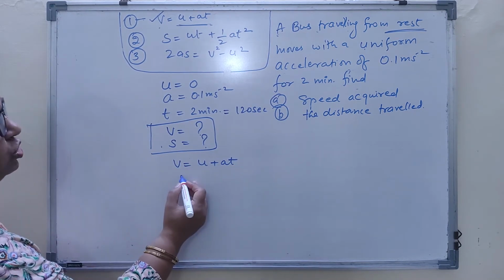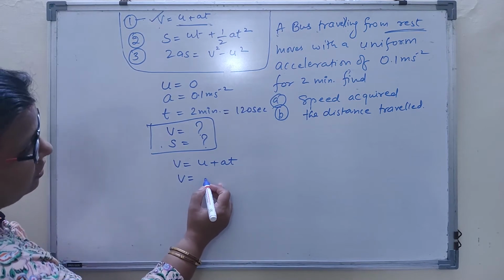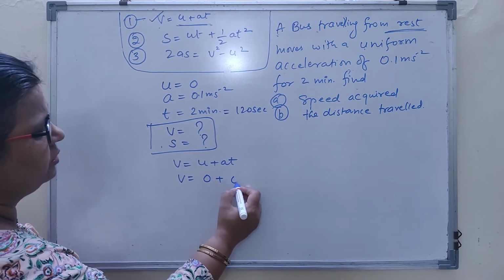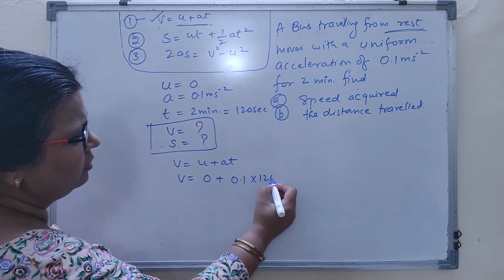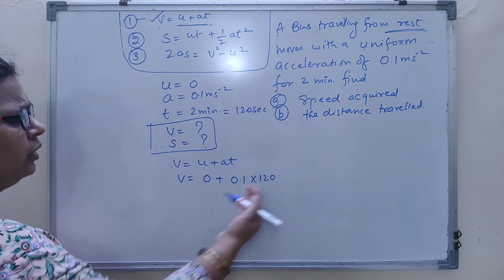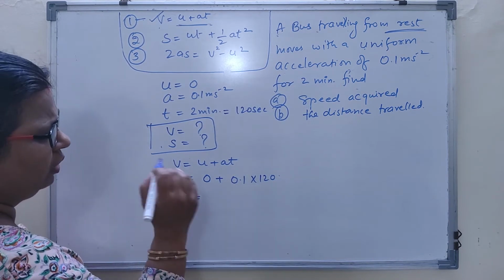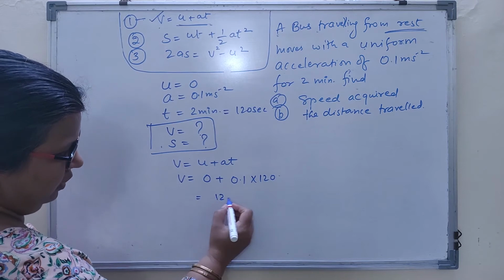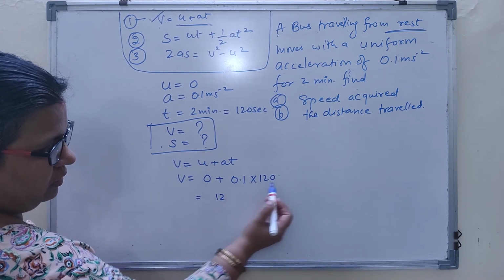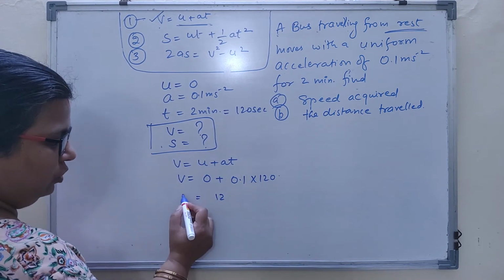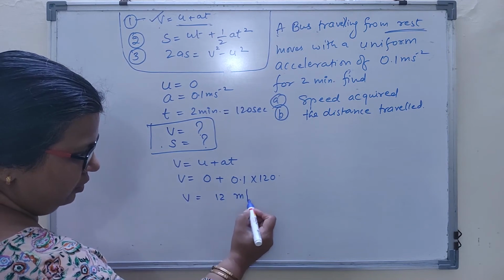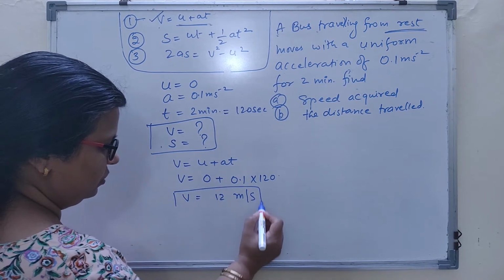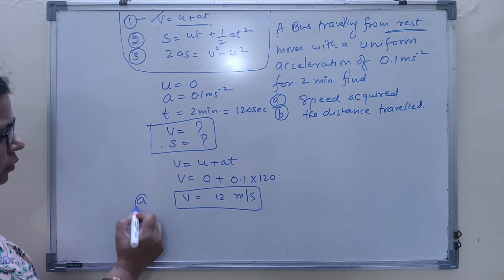After that, substitute the values. u is how much? 0, a is 0.1 and time is 120. No need to write the units in between. Only at the end do you have to put the unit once. So this is 12. The 0.1 and the 0 cancel, it's 12. And what is the unit of speed? It is 12 meters per second. So this is the answer to the first question, the A part.